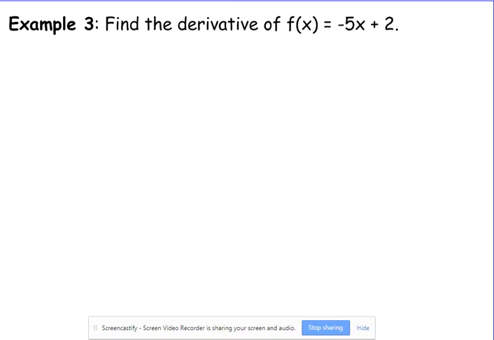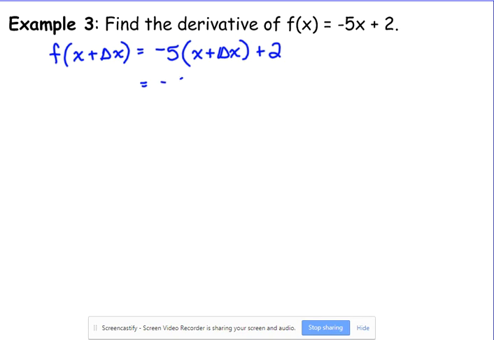Okay, let's do another one. Find the derivative of f of x is equal to negative 5x plus 2. So I like breaking this up, okay? I like finding just f of x plus delta x because sometimes there's a lot of simplifying that we'll have to do. Right now, not so much, but eventually we will.